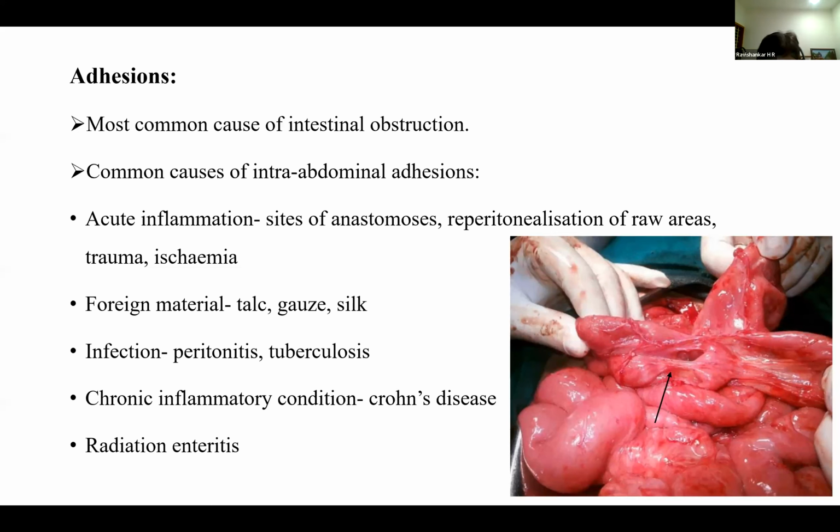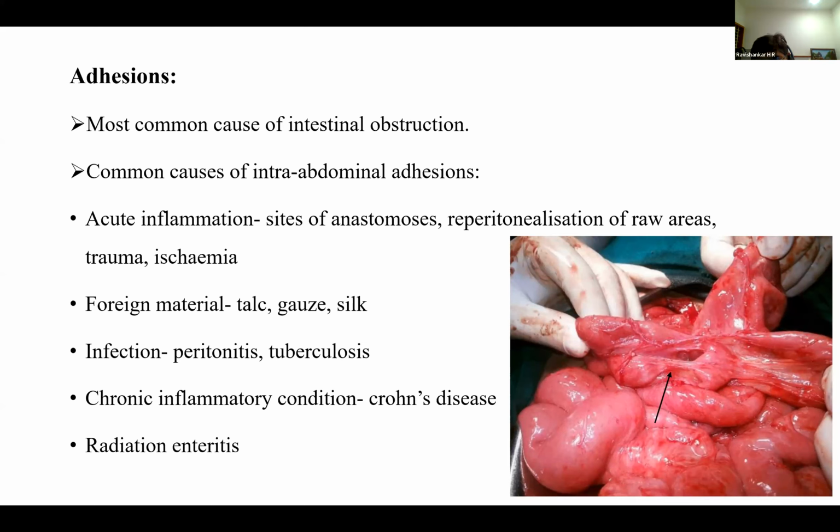So in today's scenario, Praveen, which are the things you would actually cross off from the list? Foreign material. What foreign material? Gauze. Gauze we still use, but talc we don't use. The powderless gloves are there, so talc is no longer an issue. Silk is hardly used, because we have now moved on to other suture material.